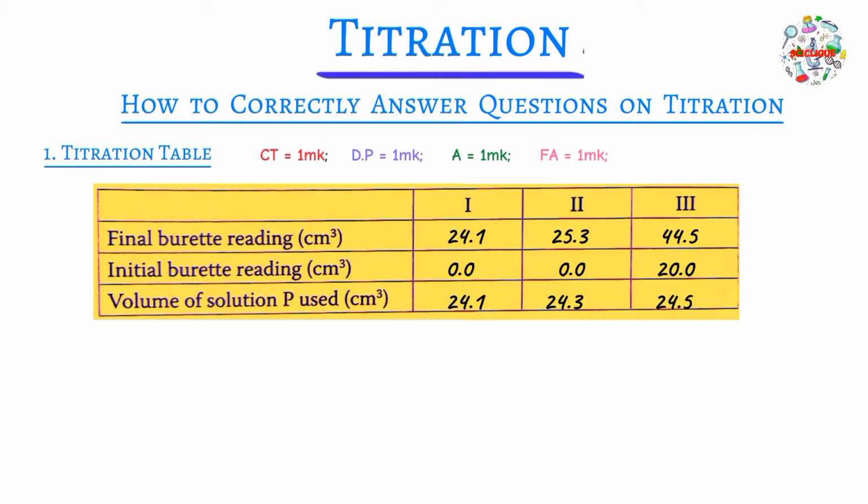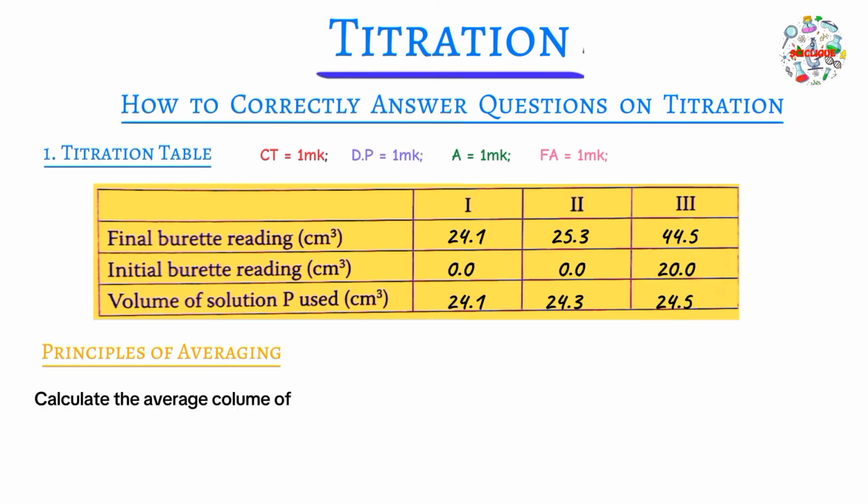But before I discuss this, I want to talk about principles of averaging. Now, when it comes to titration, immediately after the table, the question that usually follows is that you are asked to calculate the average volume of the titer. And this is very easy. All you need to do is simply take your 3 titers, sum them up, divide by 3. But again, there are certain rules that need to be followed.